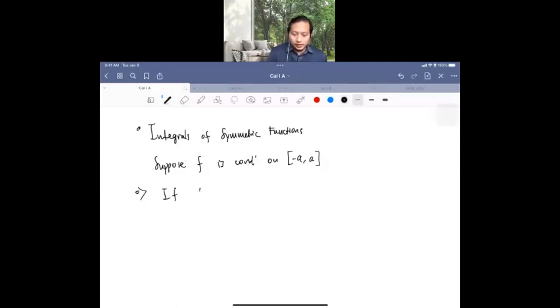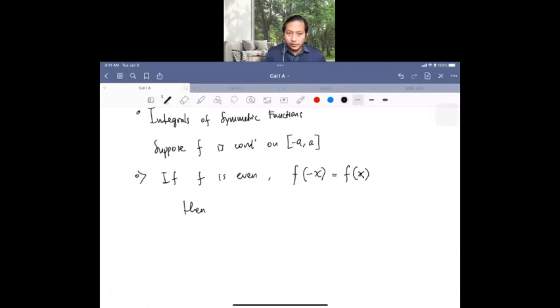First, if f is even. Remember the even functions from, I think, chapter 1. So even functions is if you put negative x inside the function, you will get back the original function. Then, if f is even, the integration from negative a to a of f of x dx will be twice the integral from 0 to a of f of x dx.